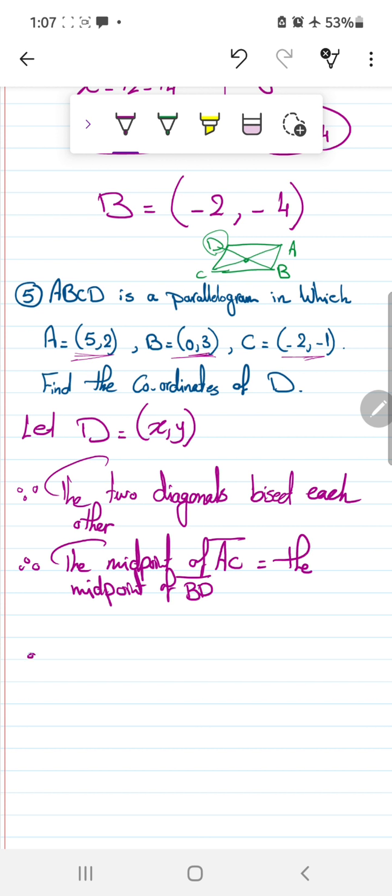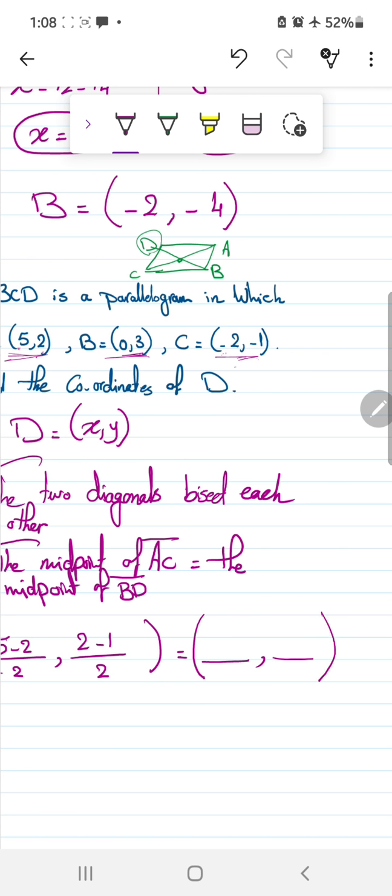Okay, so here the midpoint of AC equals what? It means x1, 5, plus x2, negative 2, over 2. So here we have 5 minus 2 over 2, and y1, 2, plus y2, negative 1, over 2. So 2 minus 1 over 2 equals the midpoint of BD. Also we have here BD: B is (0, 3), D is (X, Y).